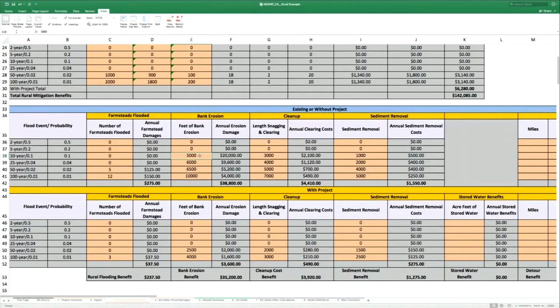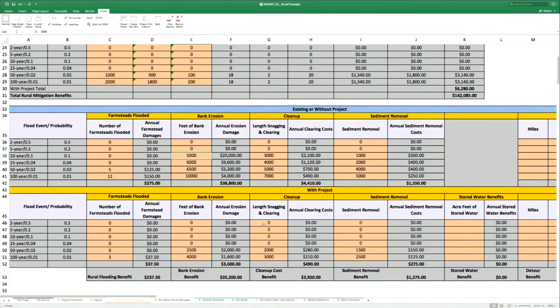Yeah, since we didn't have an actual project, we just assumed for 2 and 5 year floods, there's no bank erosion. 10 year, you get a little more, 25 more, 100 year more. We plugged some numbers in as examples. So we've got snagging and clearing and sediment removal are the same way.